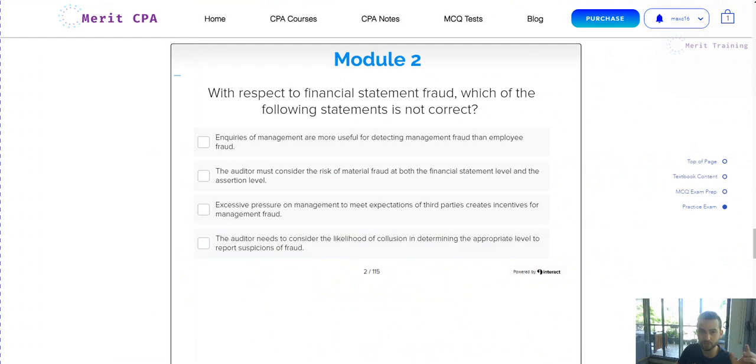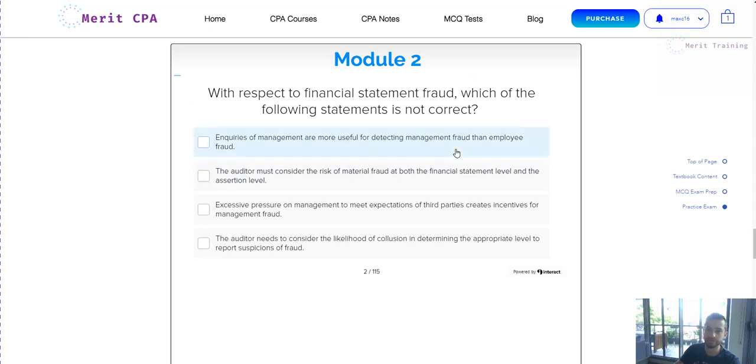So the first one here is: inquiries of management are more useful to detecting fraud than employee fraud. Well, we just went through this and we said that inquiries of management is good for identifying junior level employee fraud, i.e. not management, but it's not good for identifying management fraud. So what this is saying is the opposite of that. It's saying that inquiries of management is useful for detecting management fraud. That's not correct. It's the opposite. It's useful for detecting junior level fraud, right?